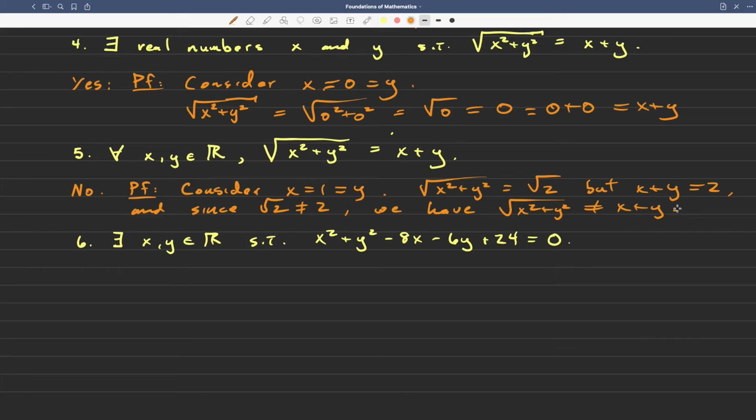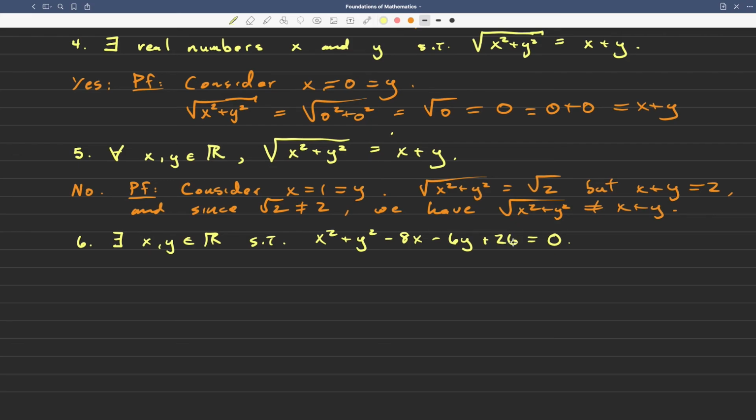And the last problem here, number 6, this one's a little tricky looking, but is it possible that you can find an x and a y in the real numbers such that x squared plus y squared minus 8x minus 6y plus 24 equals 0? So this is a little bit of an algebra challenge for you, but you may remember the process of completing the square, and you may recognize from previous algebra classes that this has the form of the equation of a circle. This one's a bit tricky on the algebra, and in fact, I just noticed that there's a little mistake in the problem, so I'm going to erase that 24 and replace it with 26.